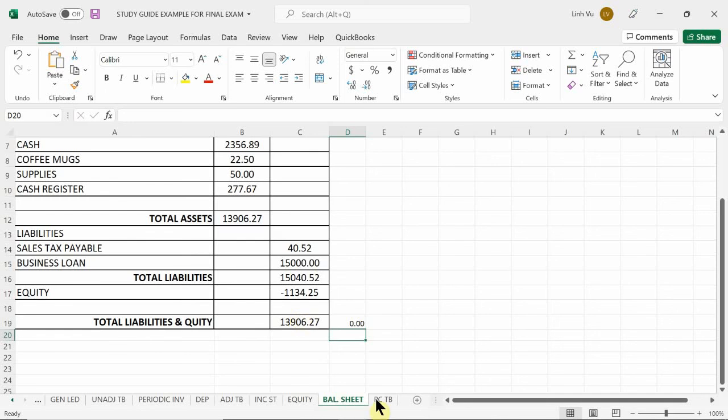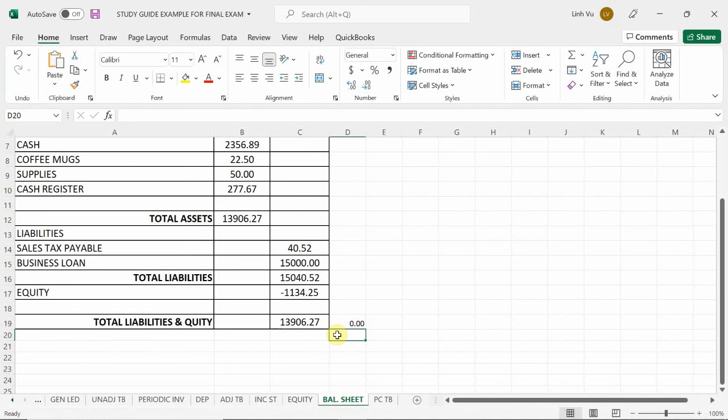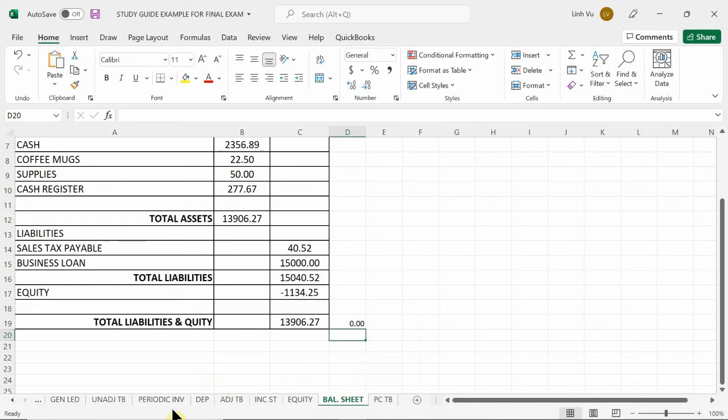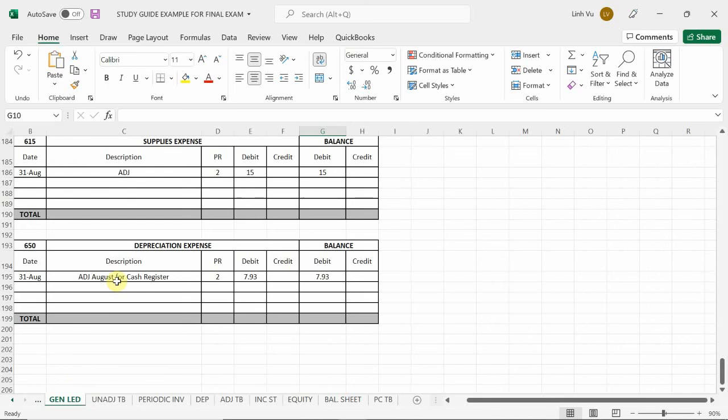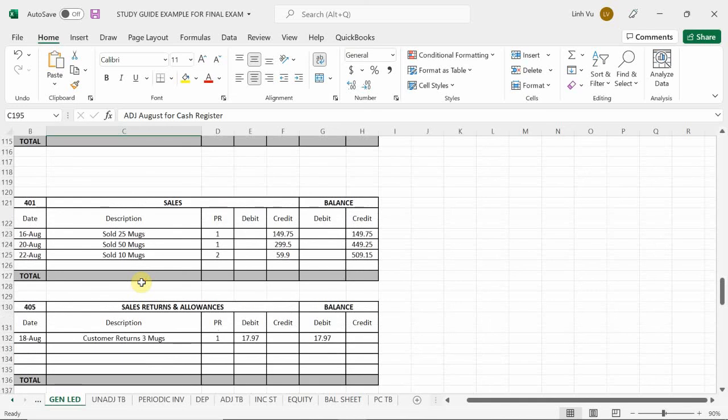So last but not least, I need to wrap up my books by closing out all of my temporary accounts. Okay, so let's take a look at my journal real quick, and then let's take a look at my ledger. So my ledger, I need to close out all of my sales account and all my expense accounts. Okay. Let's start with the first one, which is my sales account, right? We're going to zero them out.